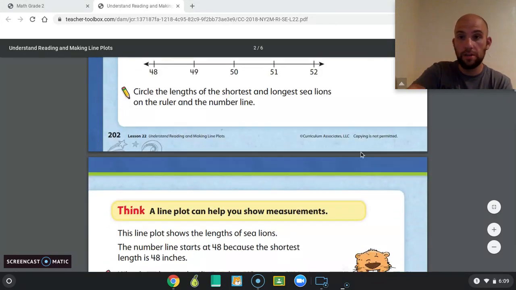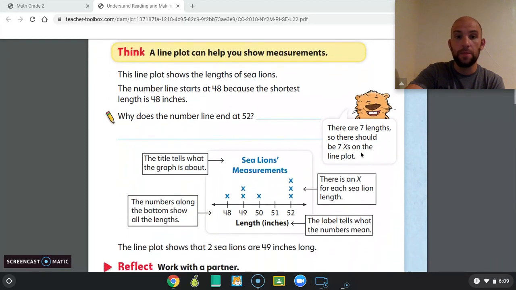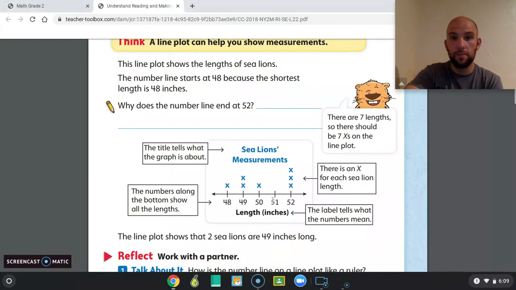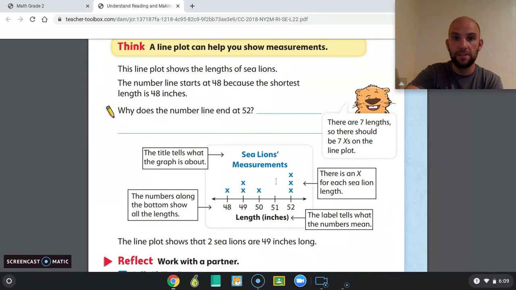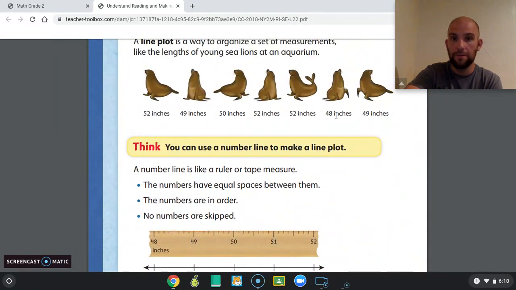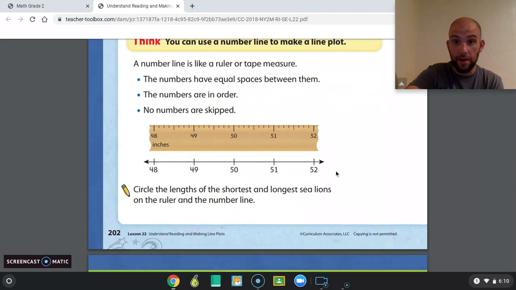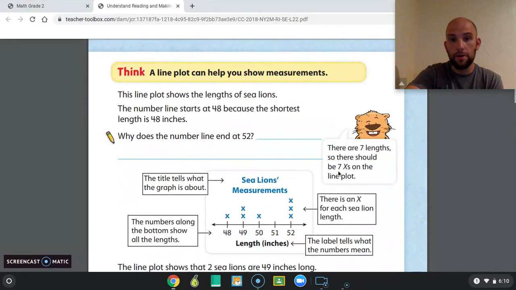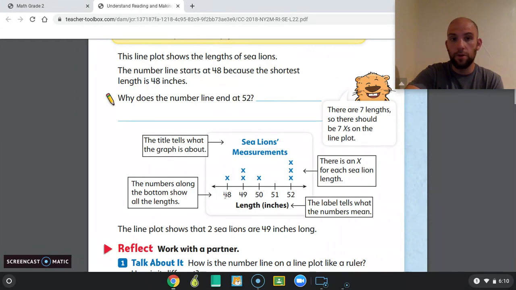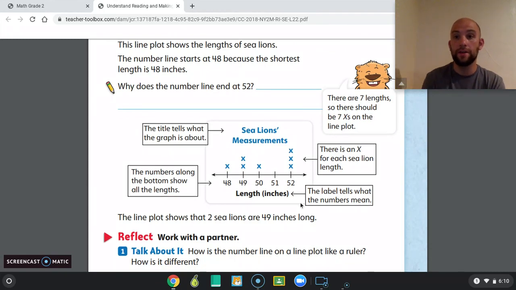So something that you should notice when you're looking at this line plot here is, see this number 51 here? Well, there aren't any C lines that are 51 inches. So we don't have any X's there. But when we're making our number line on the bottom, we wouldn't go 48, 49, 50, and then skip right to 52. We still need to put 51 in there to show that there are no C lines at 51 inches. So even if we don't have any data for that number, for that length, in this case, we still need to include it on our number line. So that's important to remember.